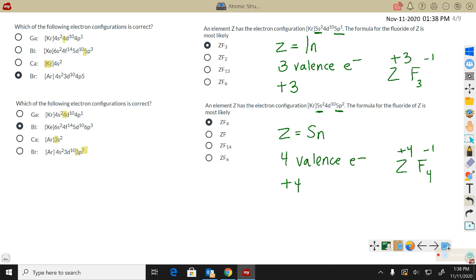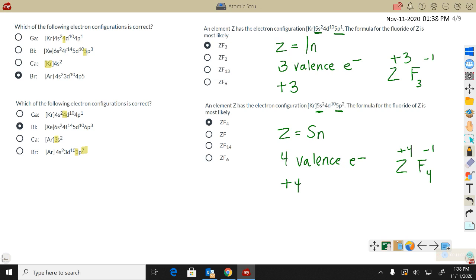All right, then this one was fine. This one with a formula of element Z and fluorine. No major issues with this one. You could have just figured out what element it was, and maybe that helped a little bit by adding up the total number of electrons or just looking at the last orbital. The first option would have been indium, number 49, and the second was tin, number 50.